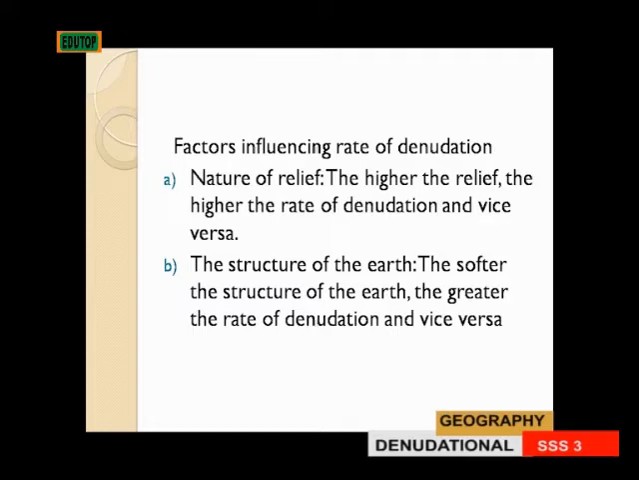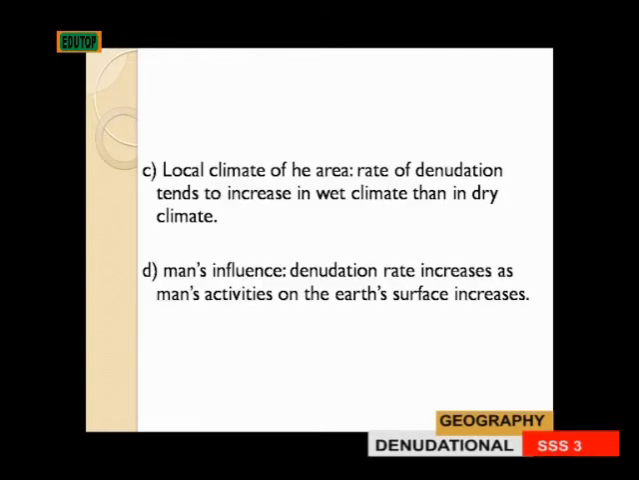Now, number 2 factor, the structure of the earth. The softer the structure of the earth, the greater the rate of denudation, and vice versa. Number 3 factor also is the local climate of the area. The rate of denudation tends to increase in wet climate than in dry climate.